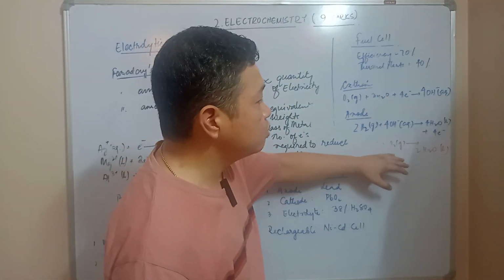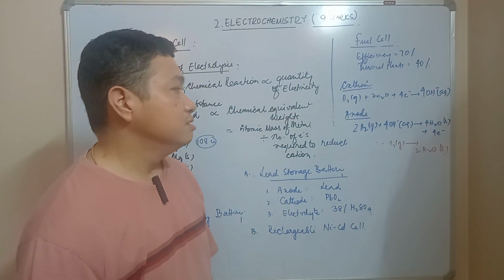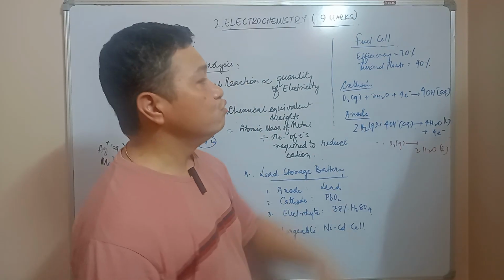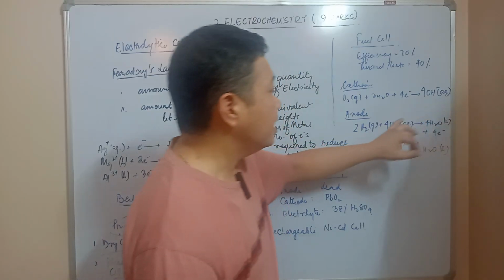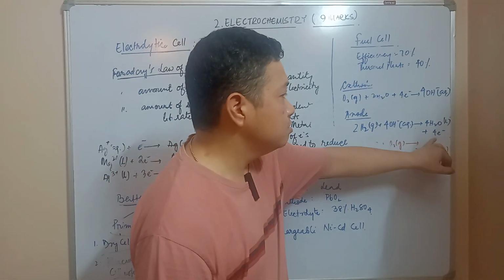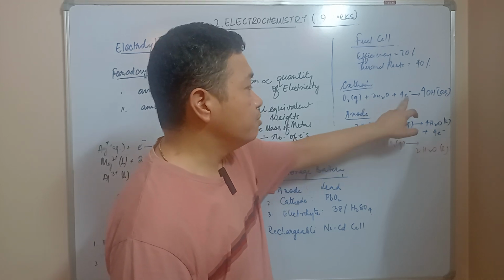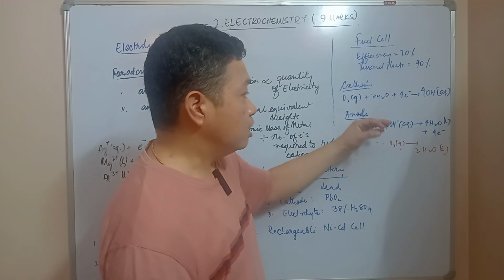This is the overall chemical reaction: what happens in the cathode combined with what happens in the anode. These are the reactions that happen inside the fuel cell. Oxygen is reduced to hydroxide ion, and hydrogen is oxidized to form water. Reduction means consuming electrons, and in oxidation, electrons are produced.